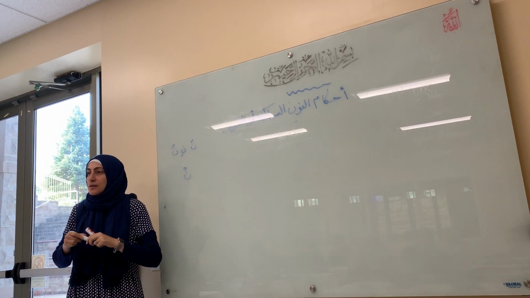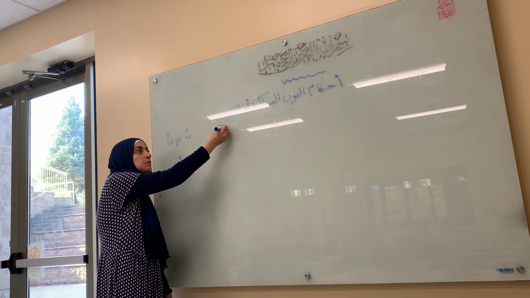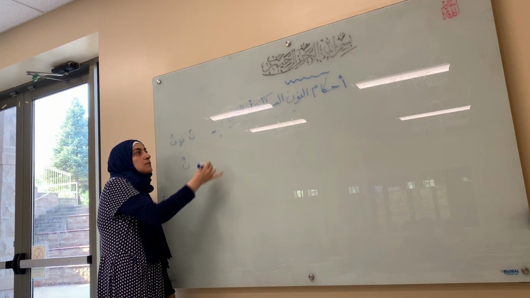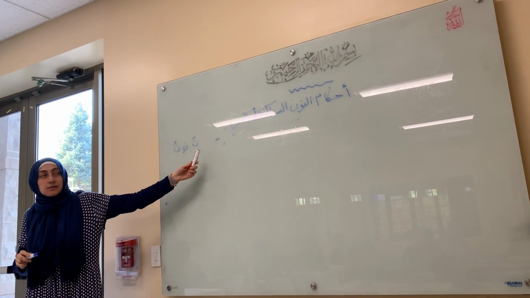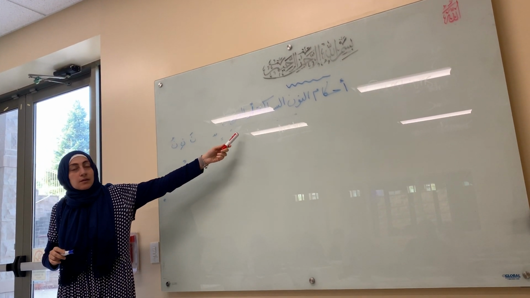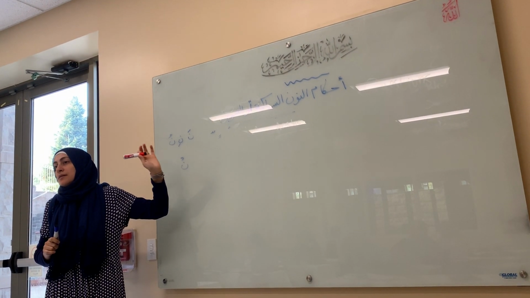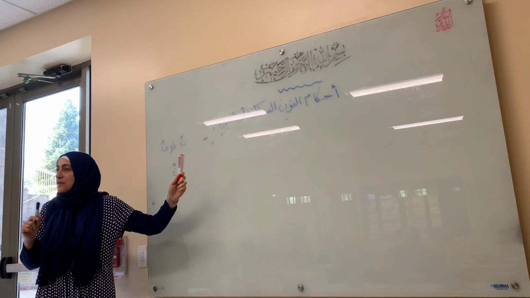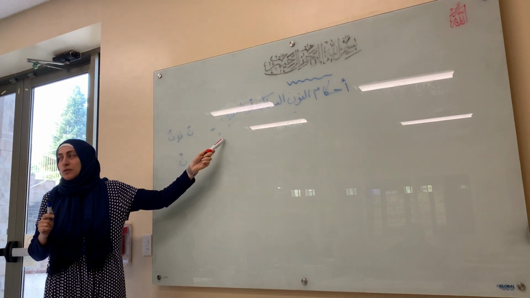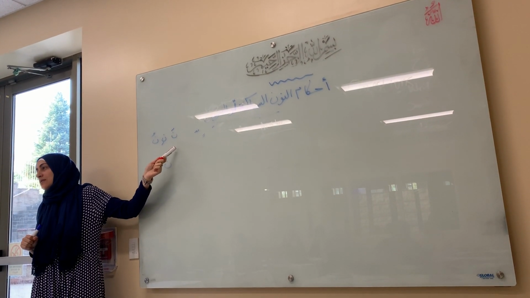What is tanween? Tanween is fathatain, kasratain, or dhammatain. Okay? Tanween comes only at the end of a word, not in the middle, right? Noon sakina can come at the end or the middle of a word, right? Tanween only at the end. Tanween only comes on nouns, okay?